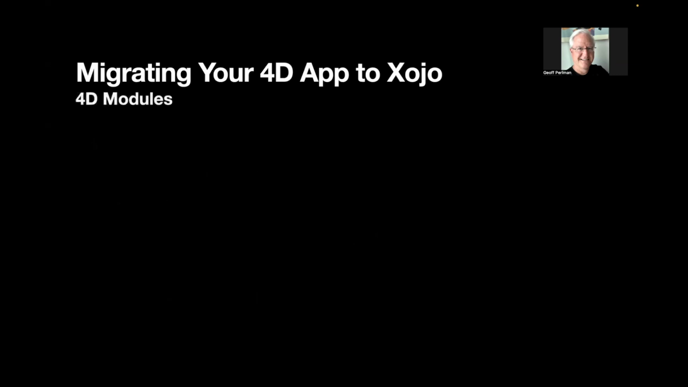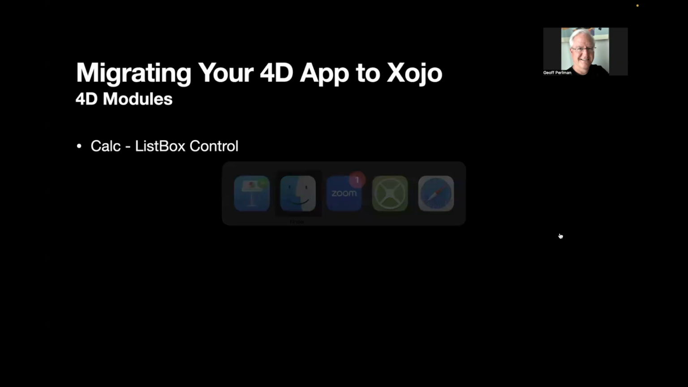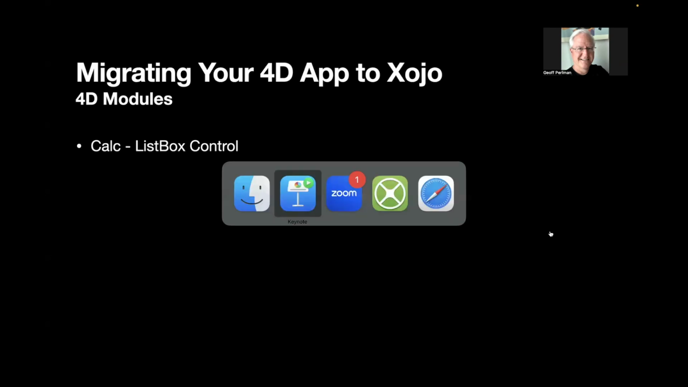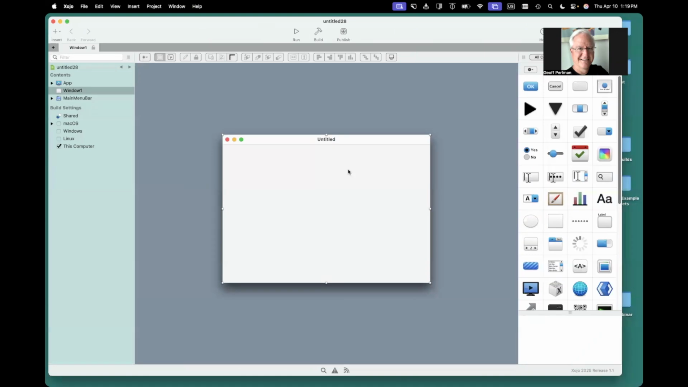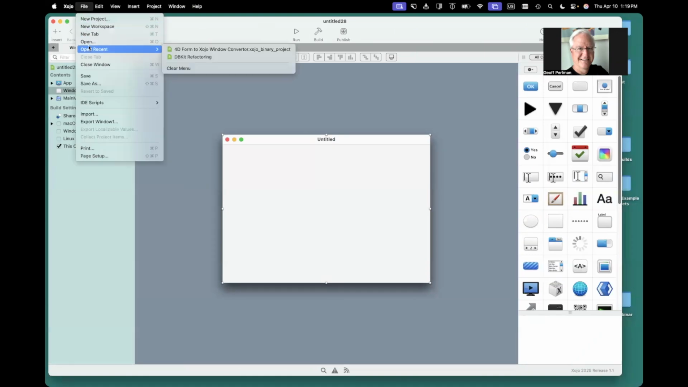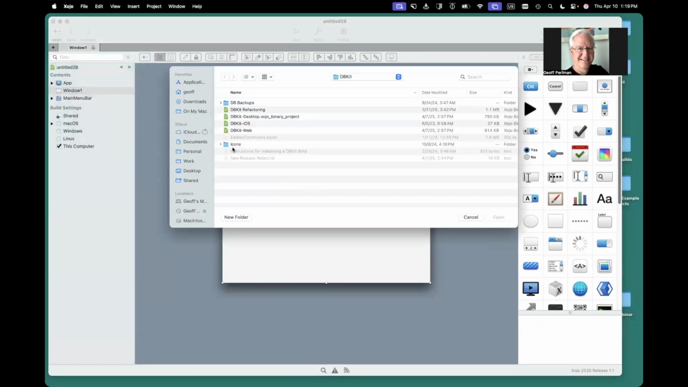All right, 4D modules. If you're using the 4D modules, what do you do about that when you port to Xojo? Well, first of all, the 4D Calc module, our list box is actually pretty good in terms of providing kind of cells and rows and columns. And I have an example I want to show you. So I'm going to switch over to that. Okay. I'm going to open up the example here.